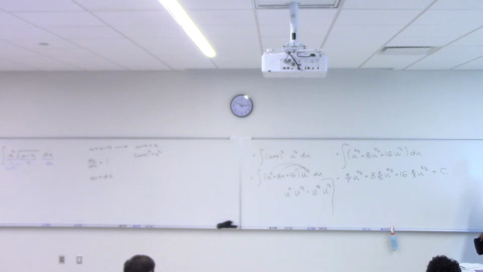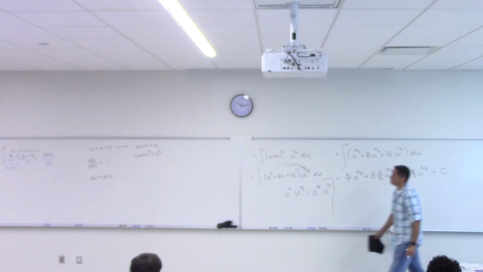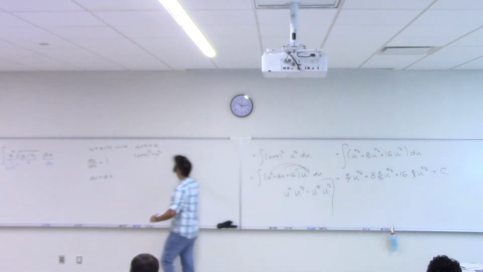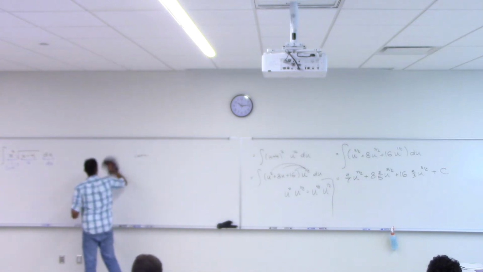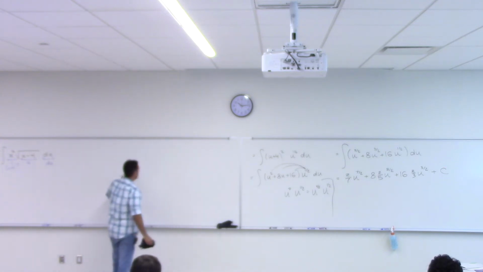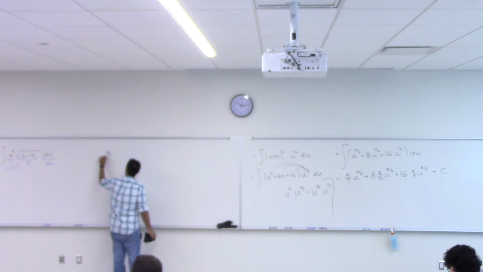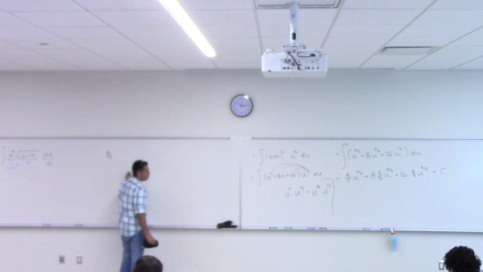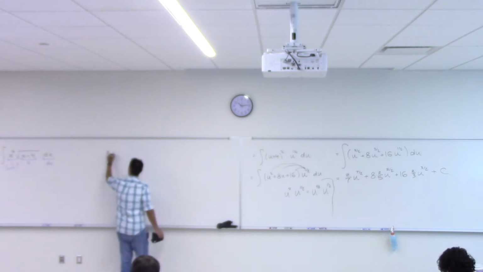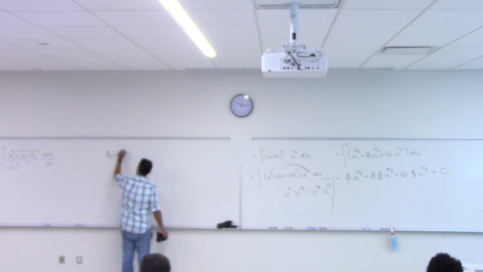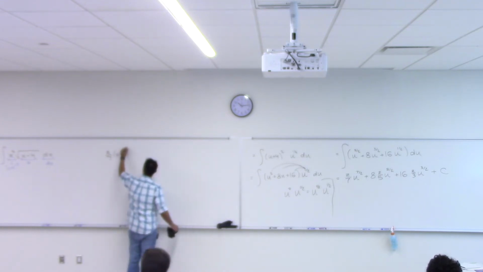All right, I think we're ready for the final answer. Two sevenths u, what was u? So x minus 4 to the 7 halves, right?